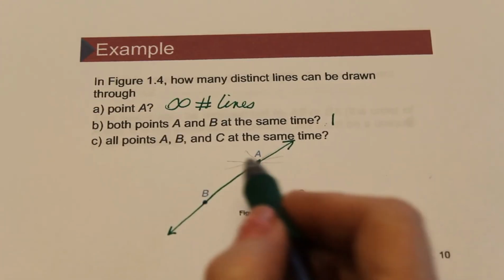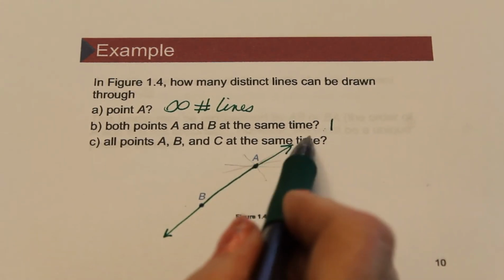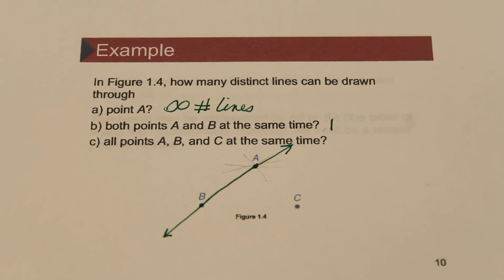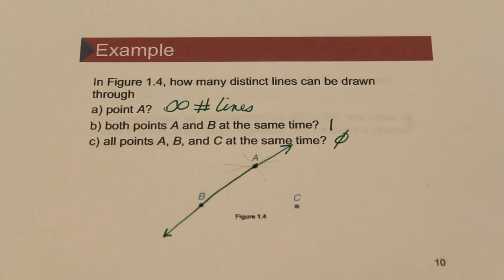And here, if I have points A, B, and C, is there a line that can go through A, B, and C at the same time? In other words, are A, B, and C collinear? No, they are not. There is no line that can go through those 3 points. We would say those 3 points are not collinear.